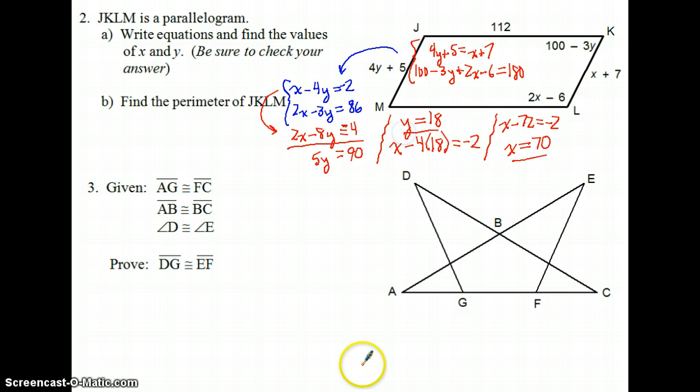y is 18. Find the perimeter. Okay, each side here is... well, there's a 112. Oh, good. I was going, how am I going to find that? All right, 112. The x plus 7 is simply 77. So we're looking at 77 plus 112 plus another copy of those, and I add those all up, and I believe I get 378.